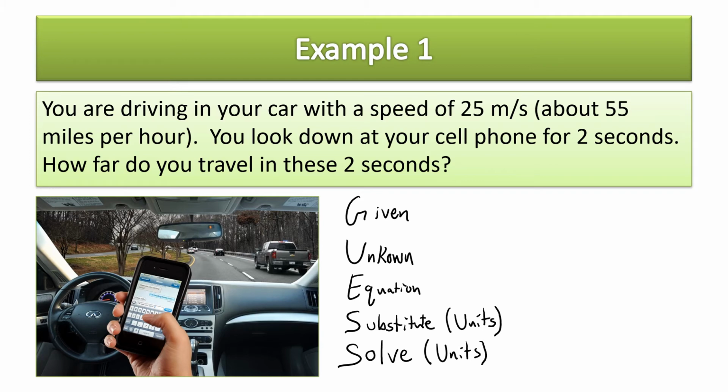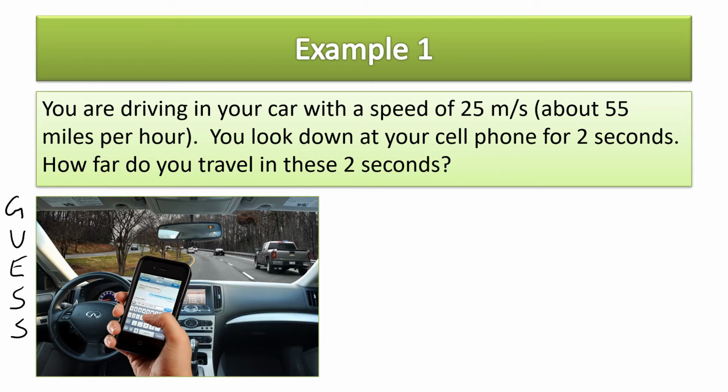So let's give this a shot. The question says you're driving in your car with a speed of 25 meters per second, which is about 55 miles per hour. So that's the speed limit on 287. So the speed is equal to 25 meters per second. Okay. Now, I mentioned substitute with the units down here. If you write your units while you're writing down your given information, that counts as well. You don't have to write them in the equation that we'll get to later. This counts too. All right.